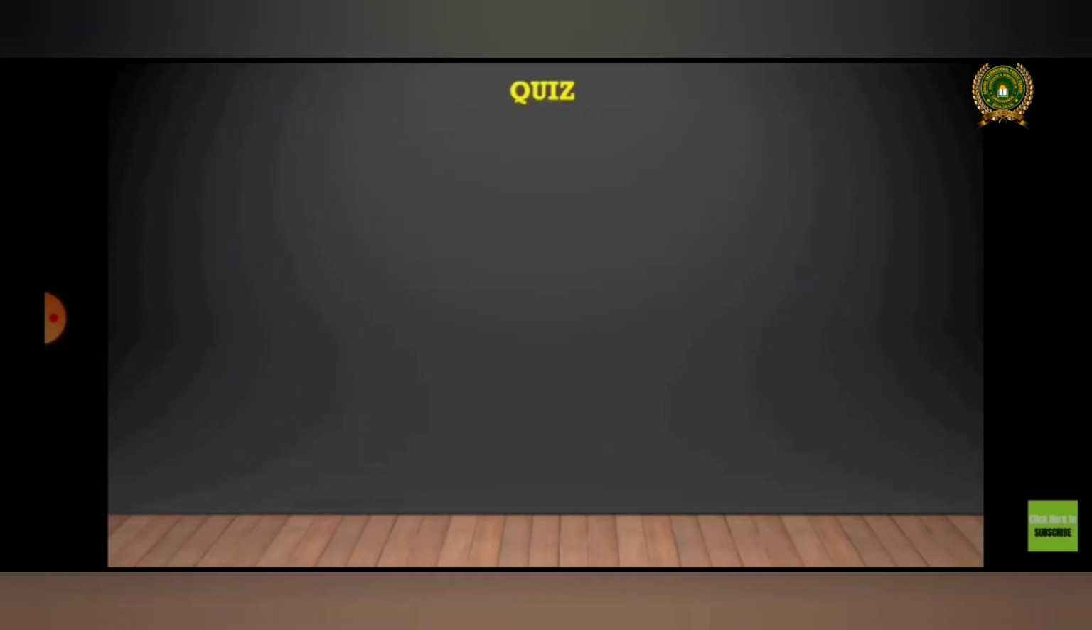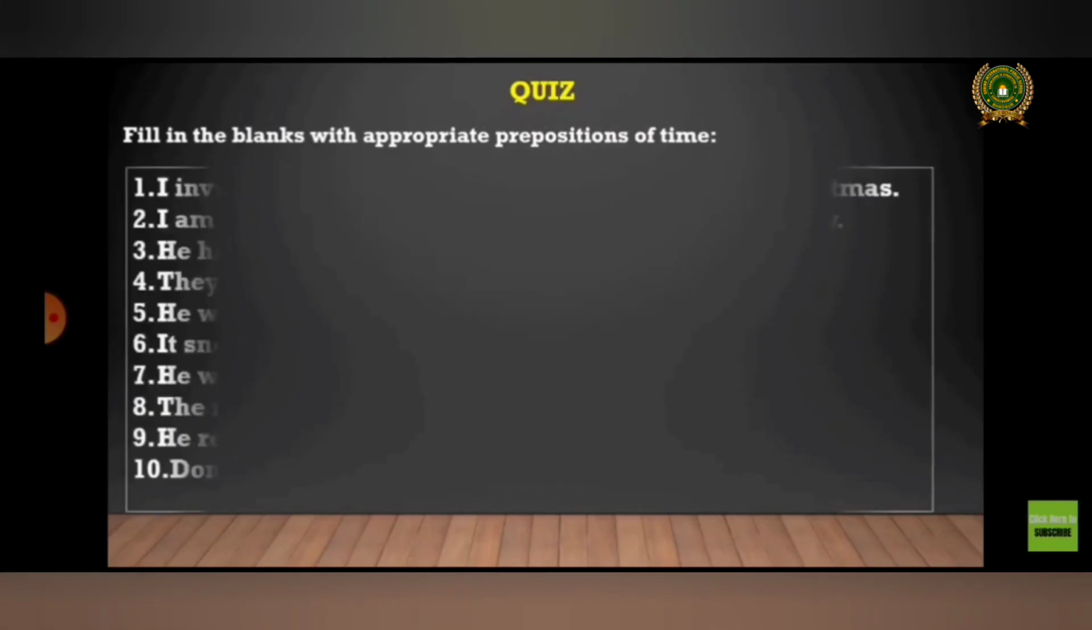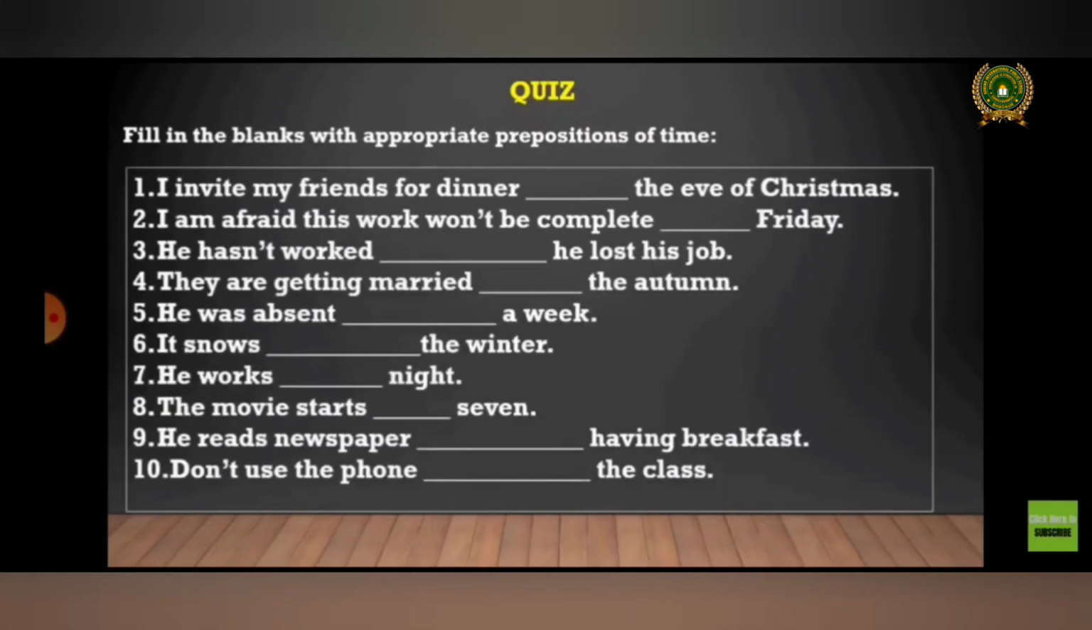I have added a quiz here. You have to fill in the blanks with the appropriate preposition of time. Let's read the sentences one by one. You have to do these quiz questions by yourself. In the next class I'll explain them. For better understanding, if you get confused in any sentence, you can go back in the video, watch it properly and establish a link, then fill in the blanks.